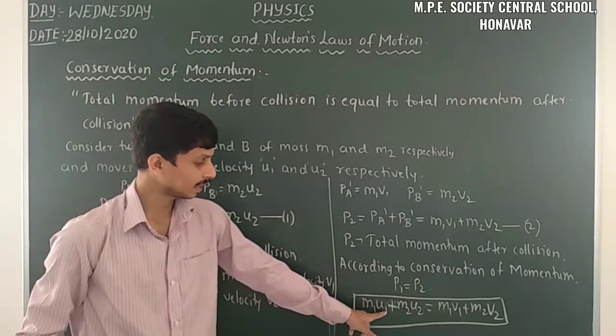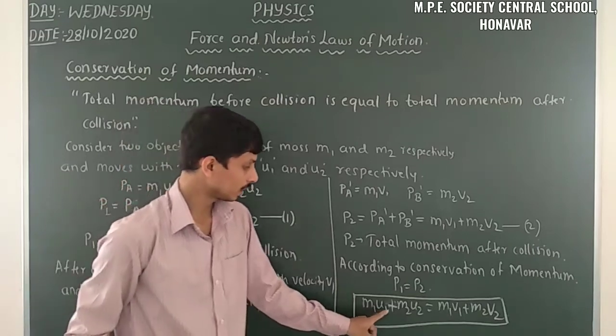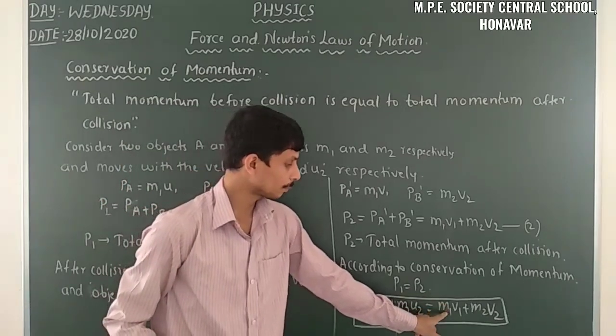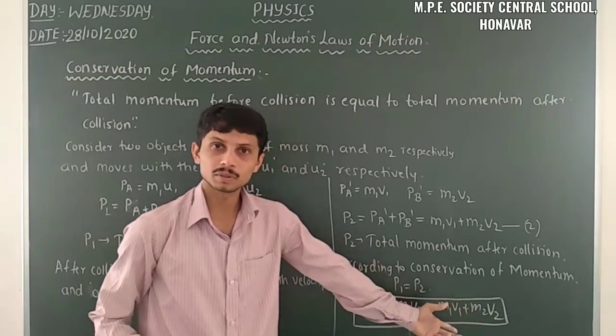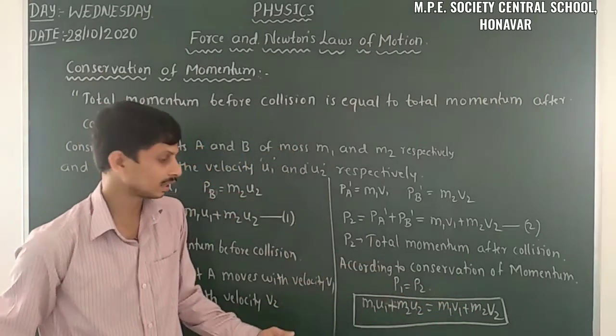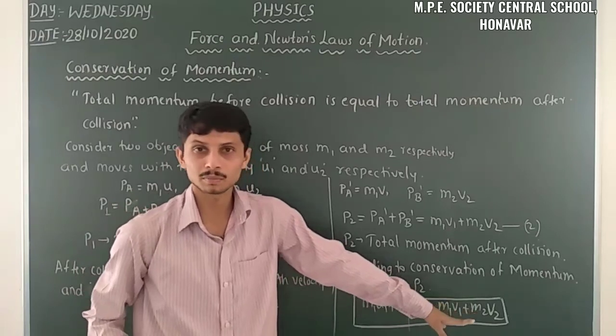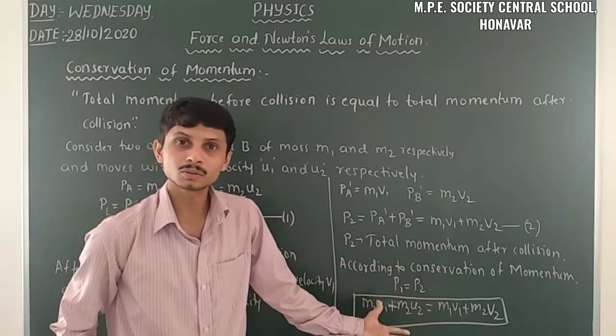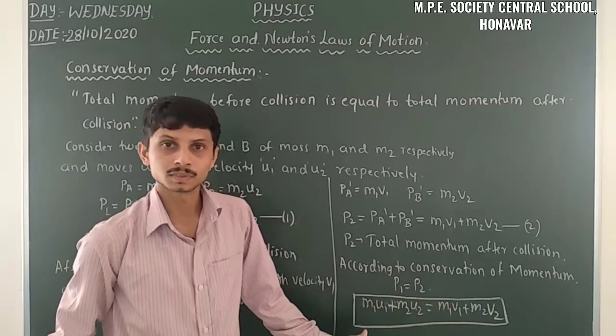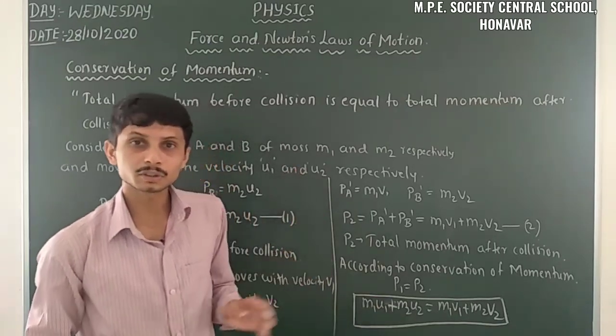Here you can take MA UA also. MA UA plus MB UB is equal to MA VA plus MB VB. Likewise, here I am taking m1 u1 plus m2 u2 is equal to m1 v1 plus m2 v2. So it is very easy to pronounce also. So this is the conservation of momentum.